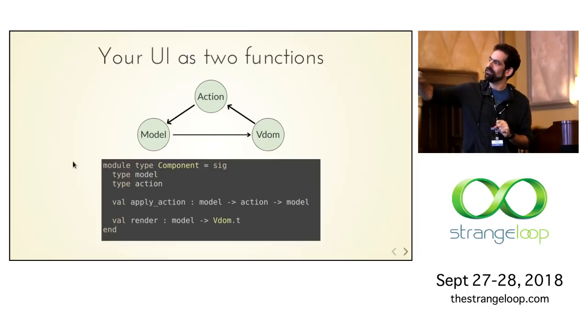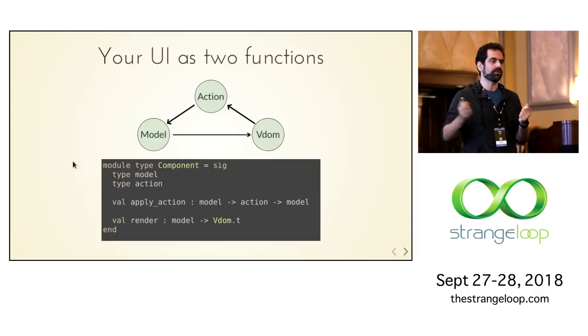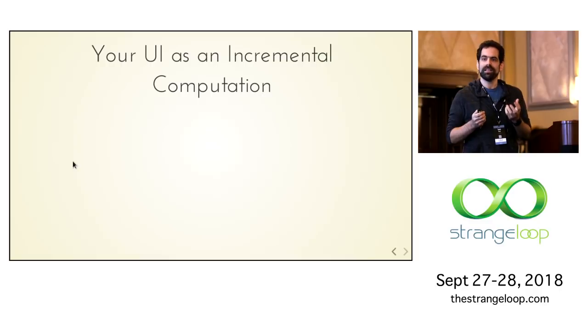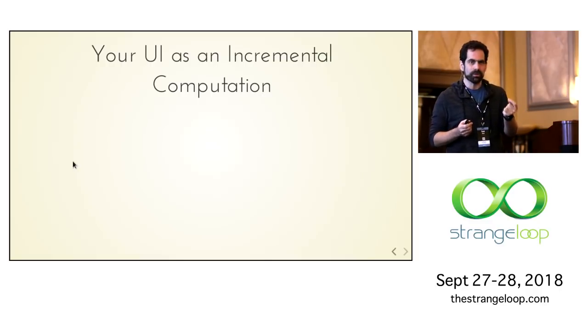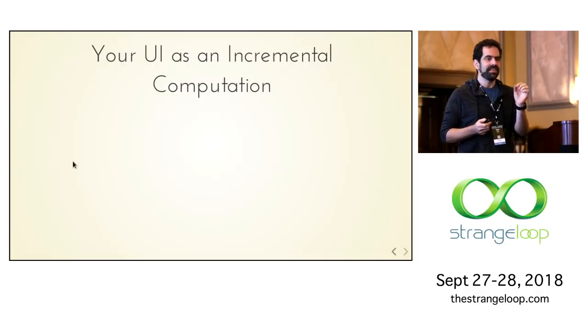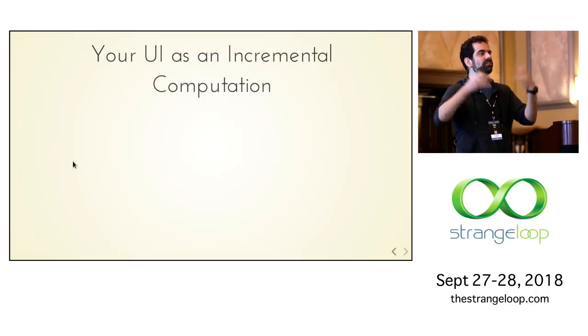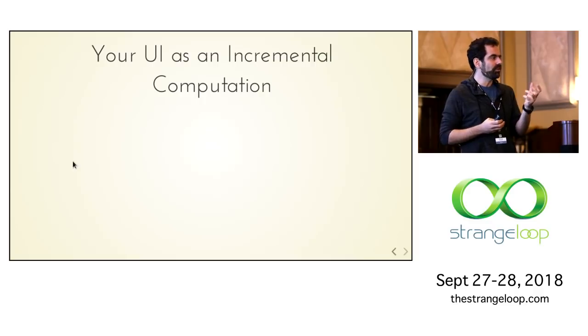And in particular, we're going to really focus on the render function, the one that goes from the model to the virtual DOM, and how to do that in an efficient and, as it turns out, incremental way. And so this gets to the heart of the thing I was saying before. You really want to think of your UI as an incremental computation. And what I mean when I say an incremental computation is one that is efficient not just at doing the entire end-to-end computation, but in refreshing that computation when the input to the computation changes in small ways.